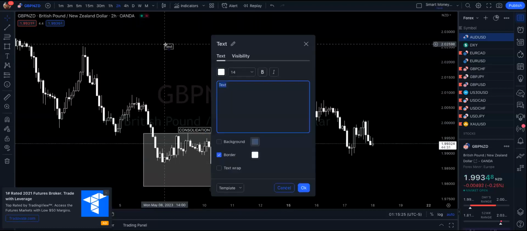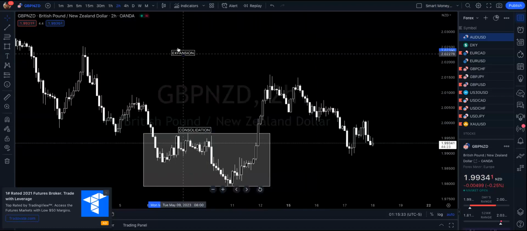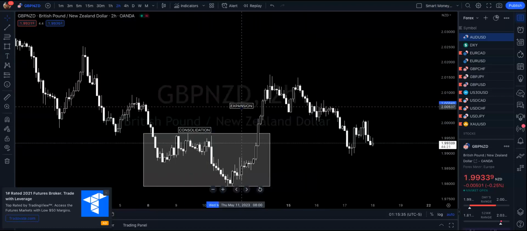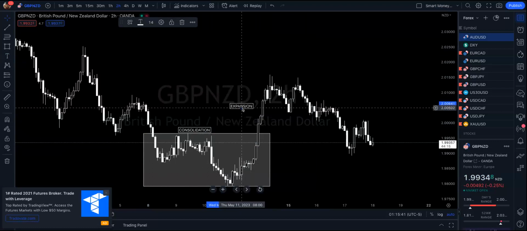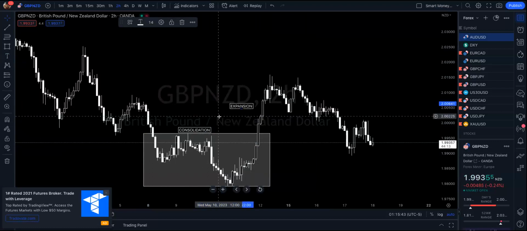Very important things about expansion that we need to know. Number one, two of them are a must. First of all, expansion must break structure or change character.